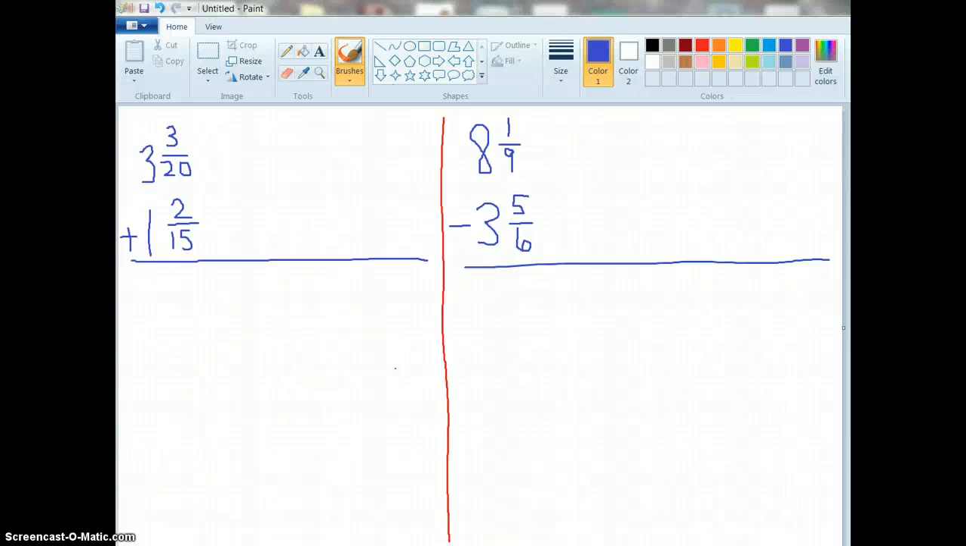Another way you can add or subtract mixed numbers is by converting each mixed number to an improper fraction before you find the least common denominators and also the missing numbers. So for the first example, our first mixed number would change to 63 over 20. And the second mixed number would be 17 over 15.